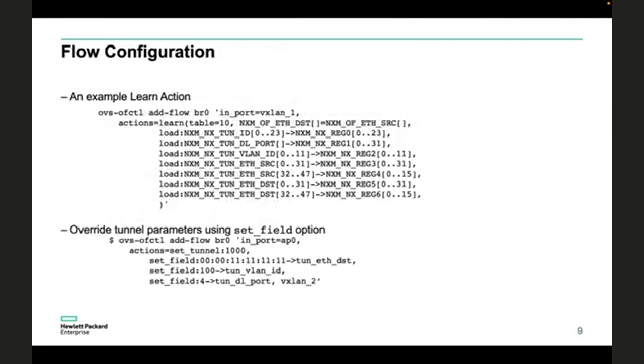So here are some examples of using these new fields. The first one is a learn action. If a packet arrives on a tunnel port VxLAN1, then copy the tun DL port, source MAC and destination MAC to OVS registers. And in the second example, when a packet arrives on port AP0, then that needs to leave VxLAN2 with the eth-dst VLAN ID overridden with a new value, and should go out of egress port 4. Here the port 4 is the OpenFlow port number.